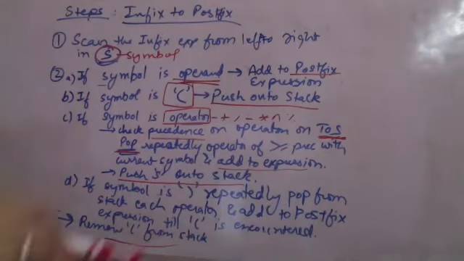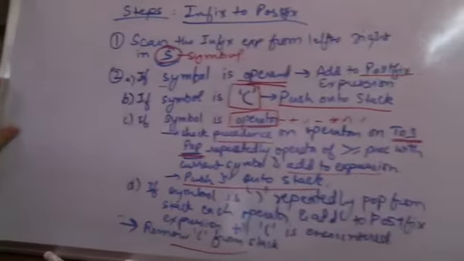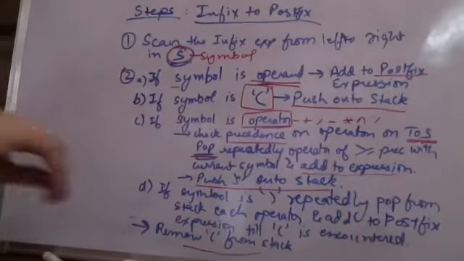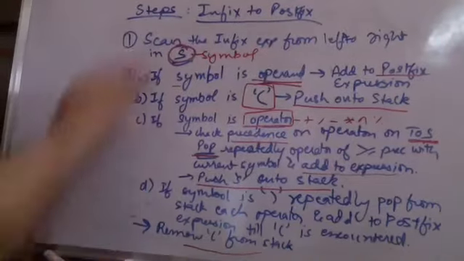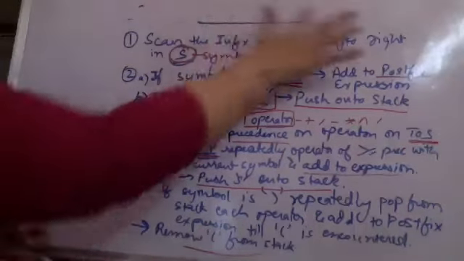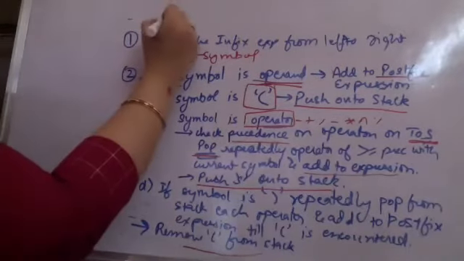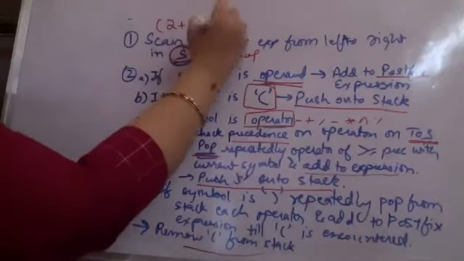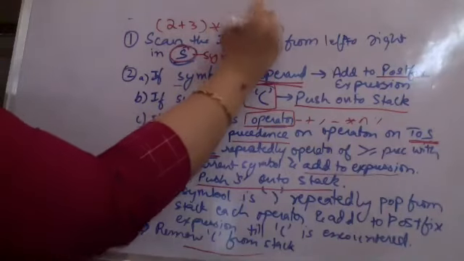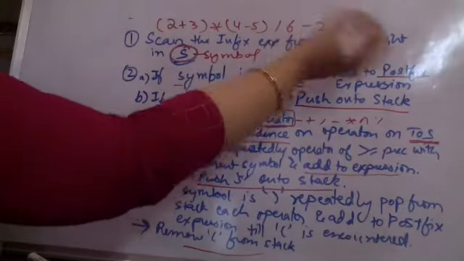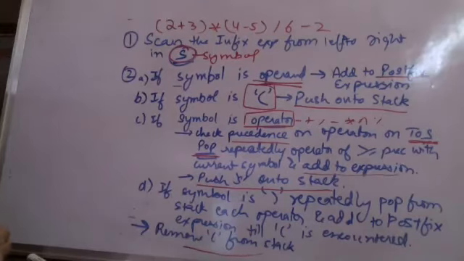Now what have we written here? Let us try to run this. Supposedly I have an expression, say 2 plus 3 multiplied by 4 minus 5 divided by 6 minus 2. Same expression which I had taken earlier.